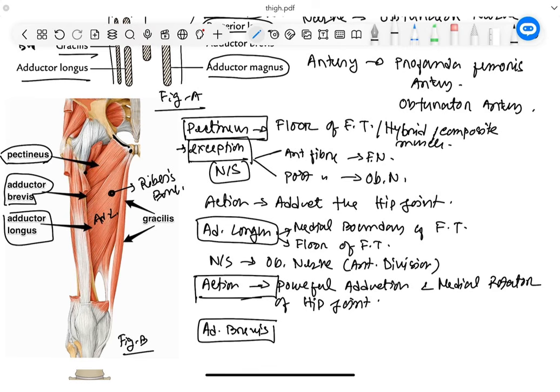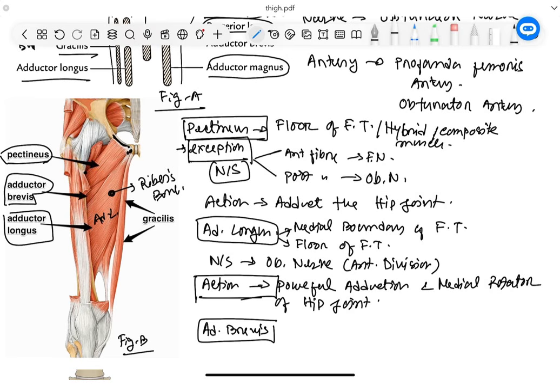arises from the body of the symphysis pubis. From here it is originating, and the inferior ramus of the pubis is also a point of origin, between the gracilis and obturator externus. Where is it inserted? It is inserted into the line extending from the lesser trochanter to the upper part of the linea aspera. In the linea aspera area it gives its insertion.